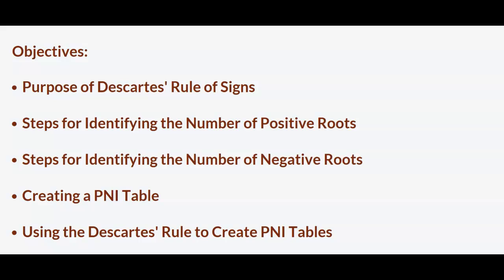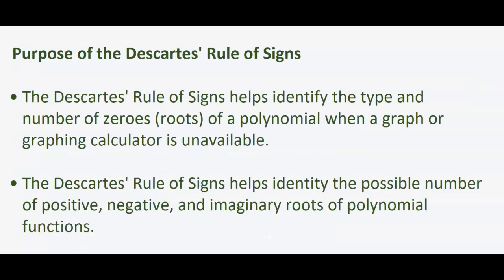We're going to look at the steps for identifying the number of positive roots and the number of negative roots, and I'm going to introduce you to a very interesting concept called the PNI table. We're also going to use this information to create our own PNI tables for the polynomials that are given. So why do we need Descartes' rule of signs?